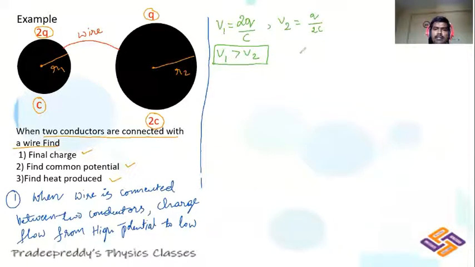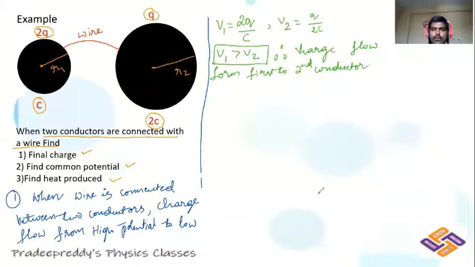Therefore, charge flows from the first conductor to the second conductor. One thing is clear: charge is flowing. Now let me consider how much charge is flowing. You do not know, so you should consider that charge. Let me consider that Q dash is the amount of charge which is flowing from the smaller conductor to the larger conductor, small conductor to big conductor. How much charge is flowing? Q dash.